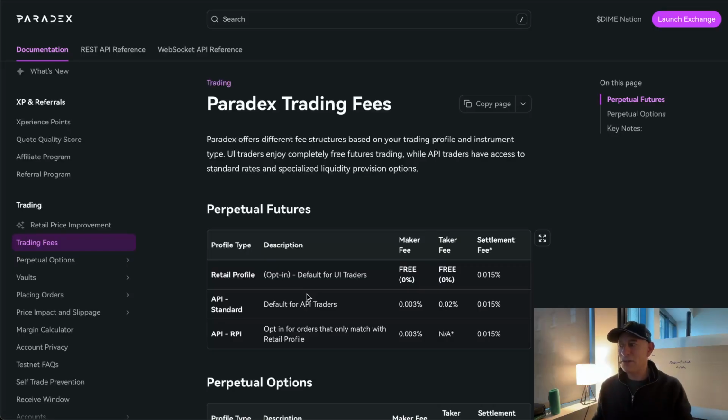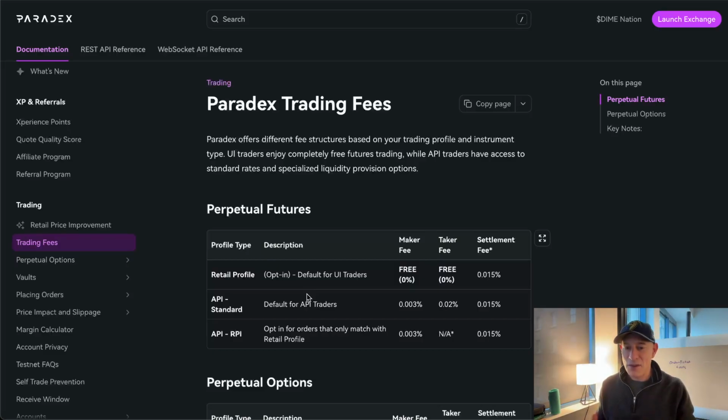And the reason I had started trading at Paradex in the first place is because for market makers or API traders, they were offering a half a basis point rebate if you were providing liquidity into the order book, meaning if you were doing limit orders in the order book, you were earning a half a basis point commission or rebate on all those trades.